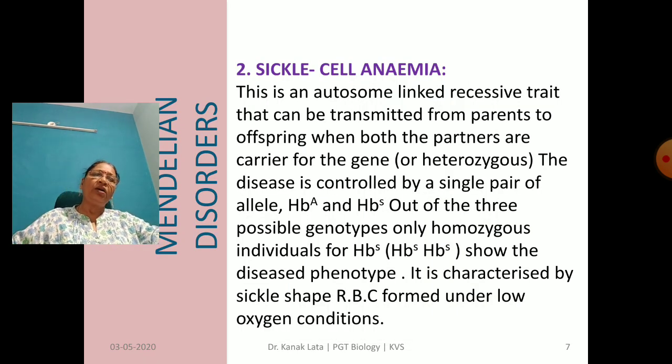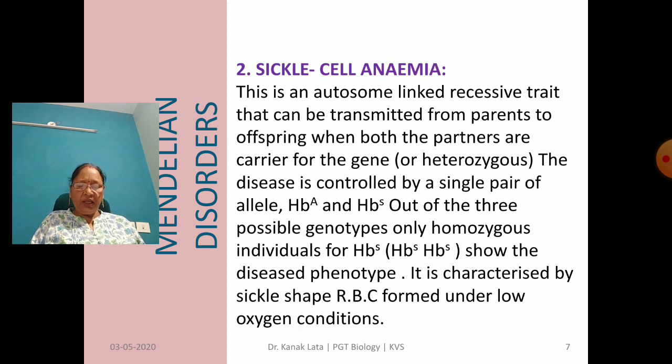Second Mendelian disorder is sickle cell anemia. It is an autosomal recessive disorder. It can be transmitted from parent to offspring when both parents are carrier for the disease. This disease is controlled by a single pair of alleles, HbA and HbS, where HbA is dominant over HbS.